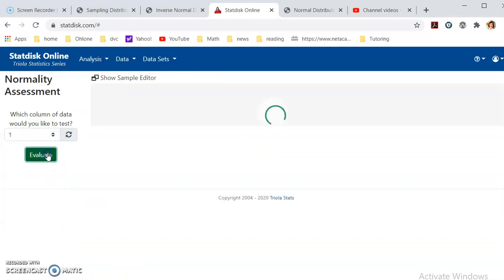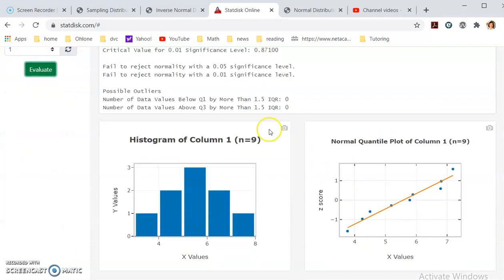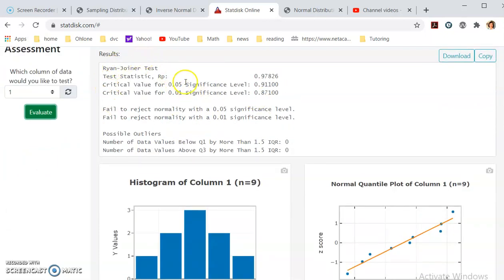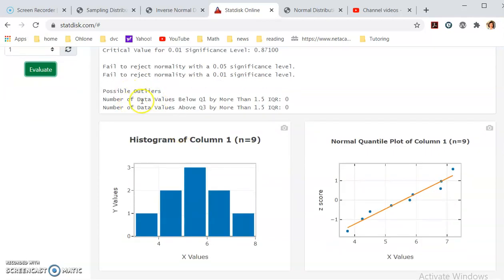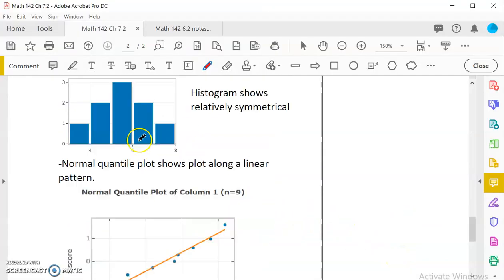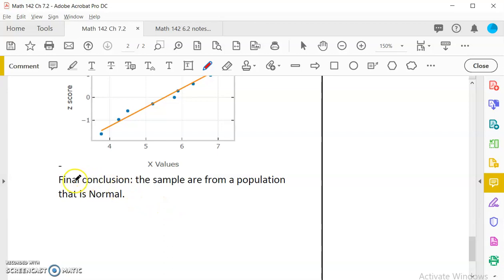You do evaluate. So this is the output that we look at. We haven't looked at these tests, and they are outside of our study. So all we need to look at is the number of outliers, which is 0 and 0. The histogram is really symmetrical, so it is quite promising. And also look at the normal quantile plot. It is close to a straight line. All the points are close to the straight line. So, z-score against x value. I cut and paste them here. See, this is it. And so the final conclusion is the sample is from a population that is normal.